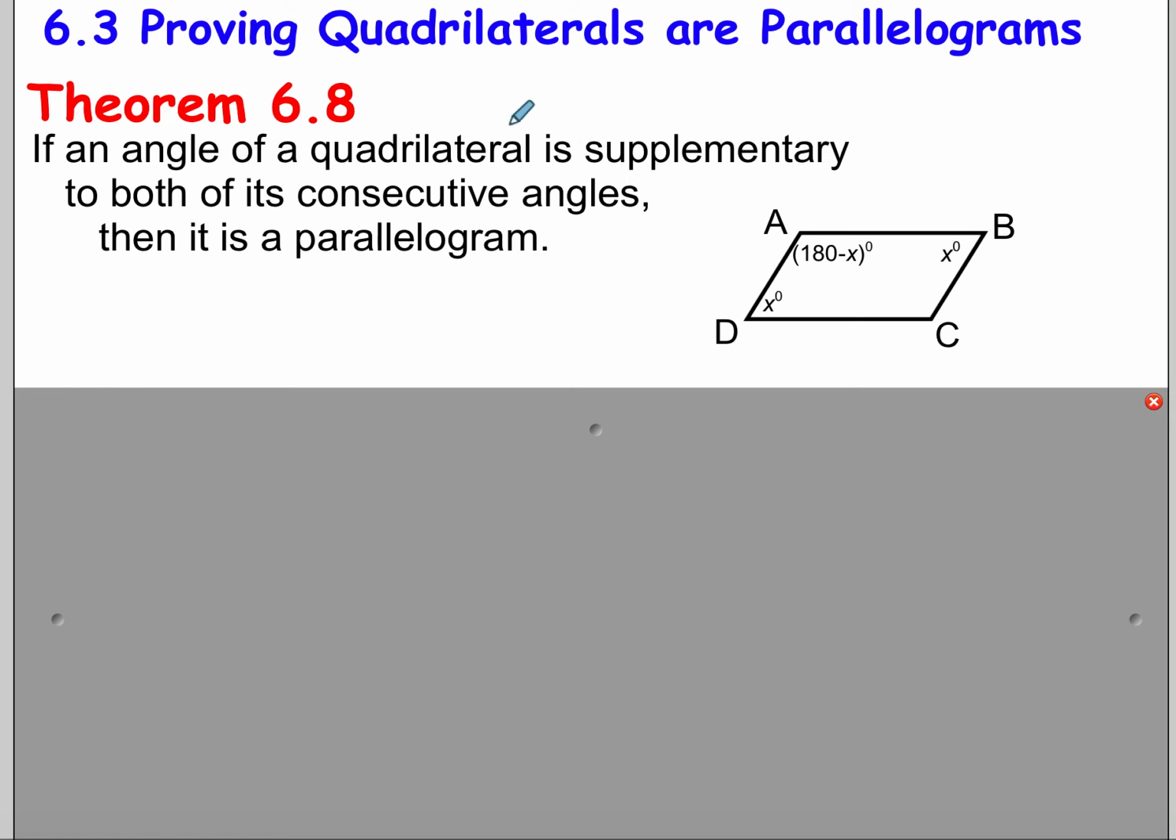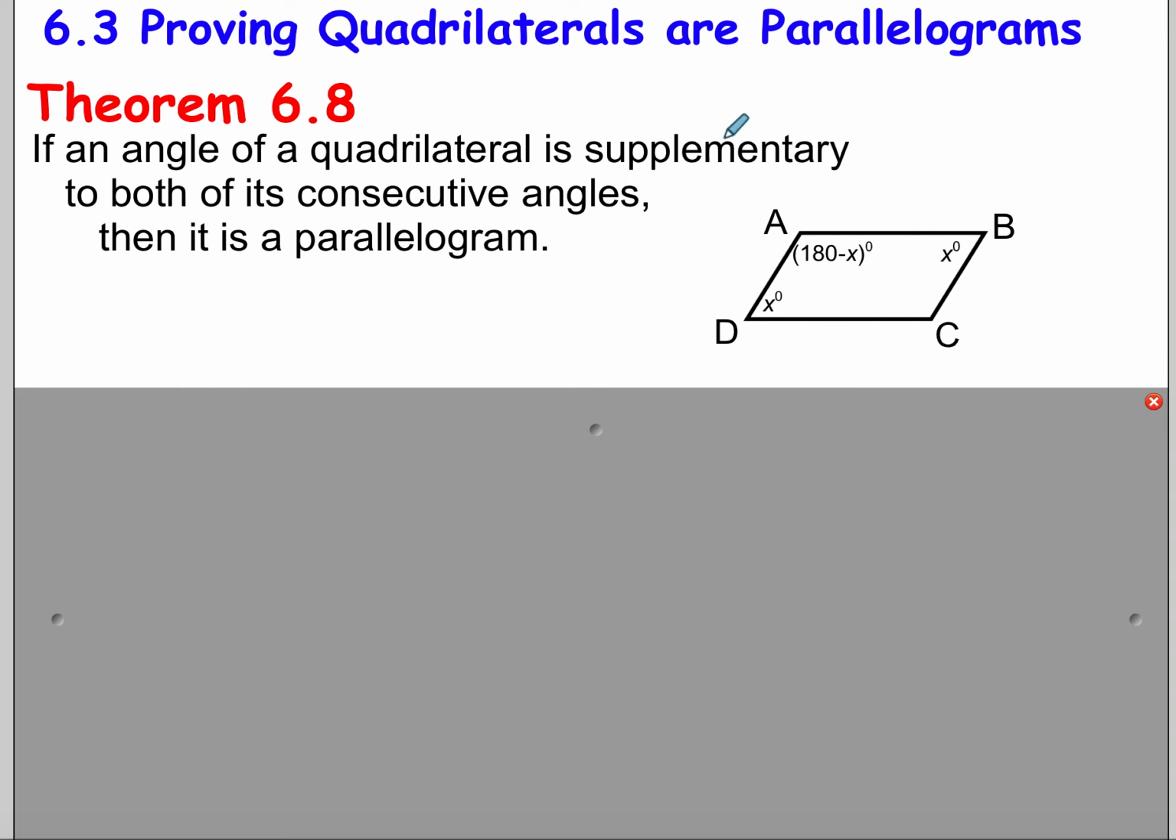Now let's look at this. If an angle of a quadrilateral is supplementary to both of its consecutive angles, then it is a parallelogram. This is the inverse of the rule that said that in parallelograms, the consecutive angles are supplementary.